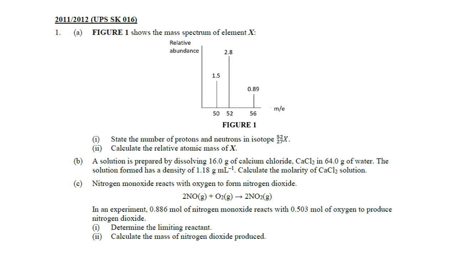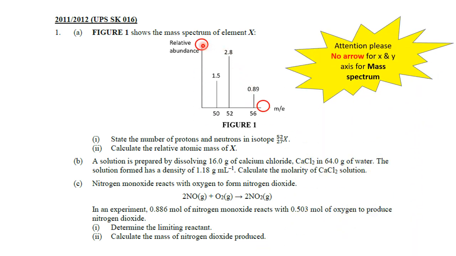Hi everyone, let's discuss past year chapter 1. This is question number 1, given a mass spectrum. So we must know how to interpret the mass spectrum. For information, there is a mistake for this question. For the x and y axis, there is no arrow because this is a mass spectrum. The y axis refers to relative abundance, which can be in percentage or intensity. The x axis, m over e, refers to the isotopic mass. There are three isotopes for this case, X50, X52, and X56, with different abundance.